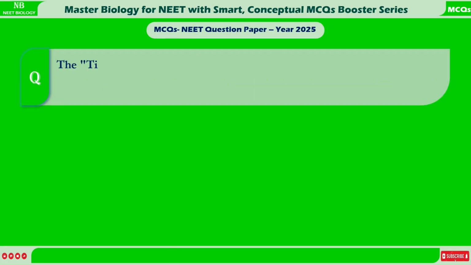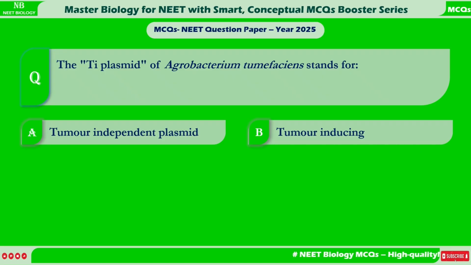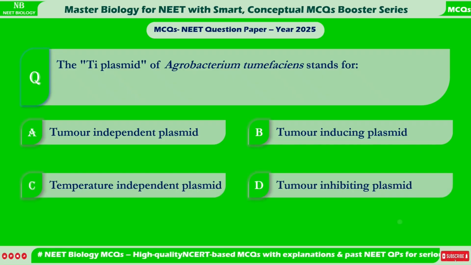The T plasmid of Agrobacterium tumefaciens stands for: A. Tumor-independent plasmid. B. Tumor-inducing plasmid. C. Temperature-independent plasmid. D. Tumor-inhibiting plasmid.